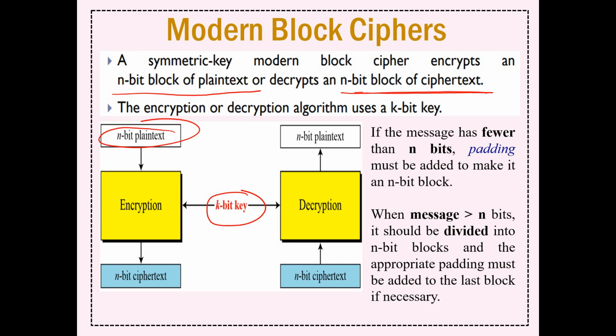We have already discussed the block cipher process, so we don't need to discuss that much. But two conditions we will check on the right hand side. First, if the message has fewer than n bits, then padding is required. Padding must be added to make it an n-bit block. Suppose we have defined a block of 64 bits, but you are dividing a long bit stream and end up with a length of 60. So you have to add 4 padding bits to make it 64.